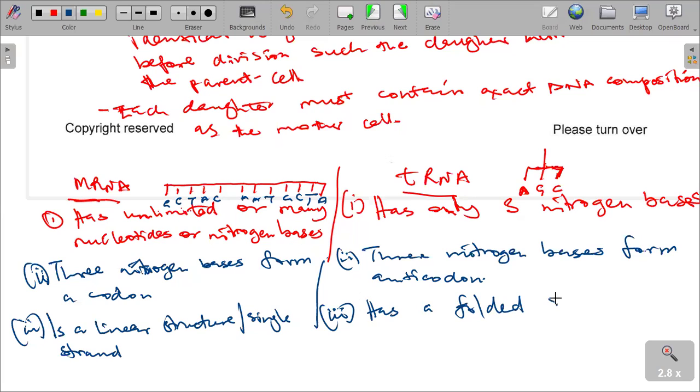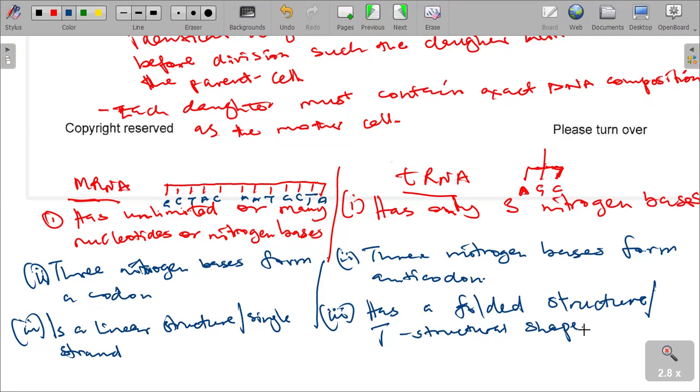It has a folded structure in terms of the structural differences. This one has a single linear structure, but the tRNA has a folded structure, which forms a T structural shape.